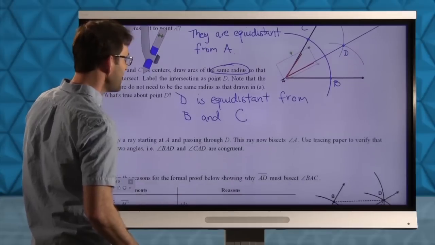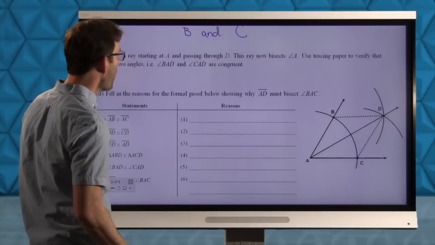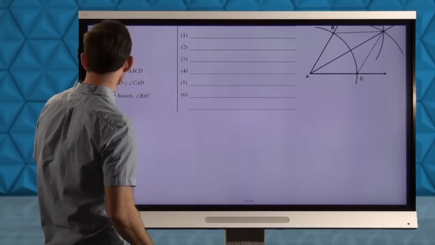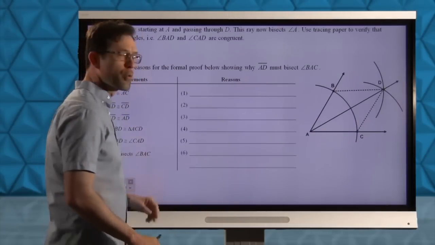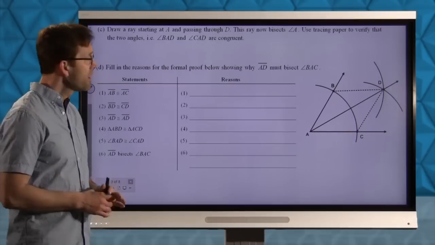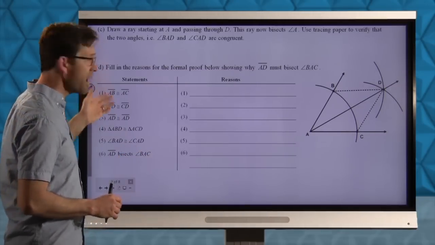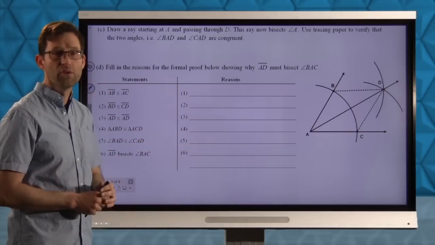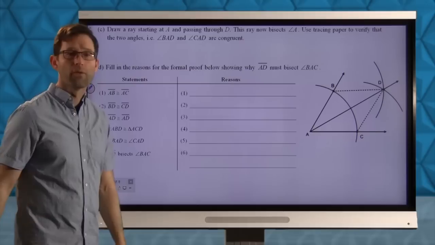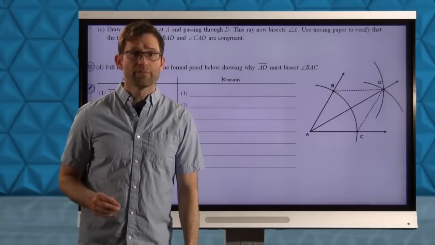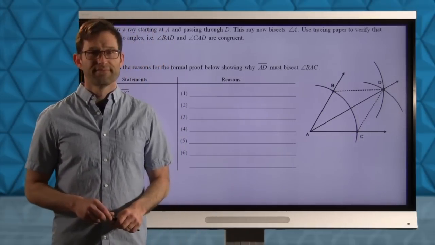Okay, let's take a look at why it bisects the angle. Okay, extend my page a little bit. Here is the proof. Here is the proof of that construction. Now, like some proofs, I have the statements filled in here and the reasons I'm asking you to fill in. So pause the video for a moment and see if you can fill in the reasons on this proof, and then we'll go through them.